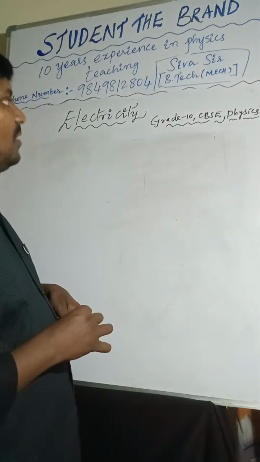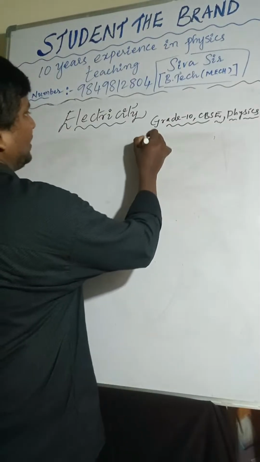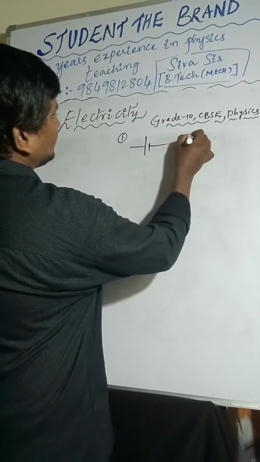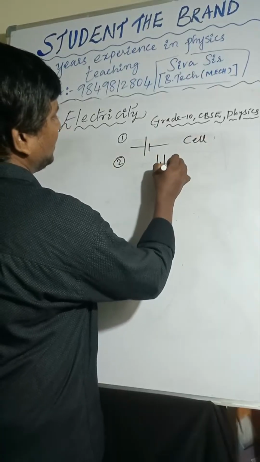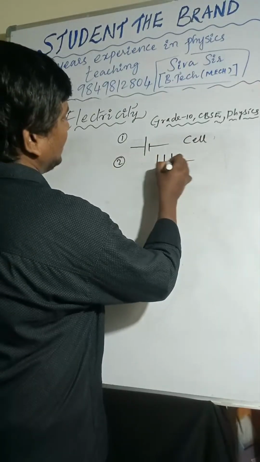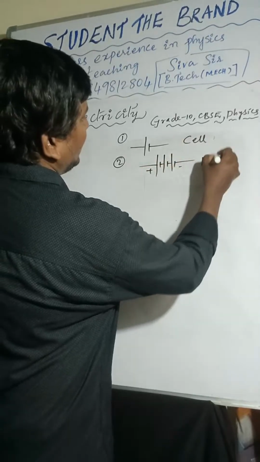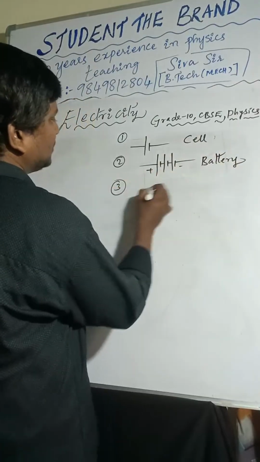So we are discussing, now I am explaining about electrical components. I am taking the cell. First one is cell, and the second one is battery. Here I'm considering the battery, positive terminal, negative terminal. And next, the third one is the switch.